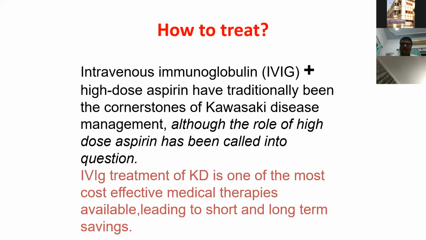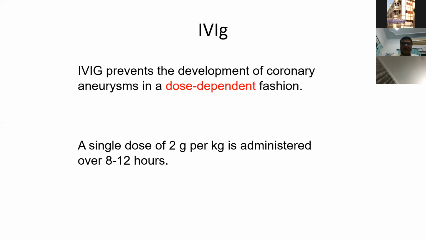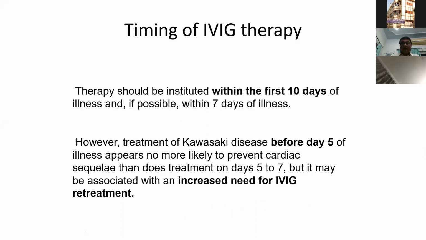One must remember that if the child definitely lands up with an aneurysm, then that will be causing a number of visits to the cardiologist and a lifelong follow-up. So even if it's an expensive proposition, one must go ahead and treat. So dose dependent, as I said, it should be administered over 8 to 12 hours, maybe 16 hours, and timing at diagnosis. So preferably best within the first 7 days, definitely by 10 days.